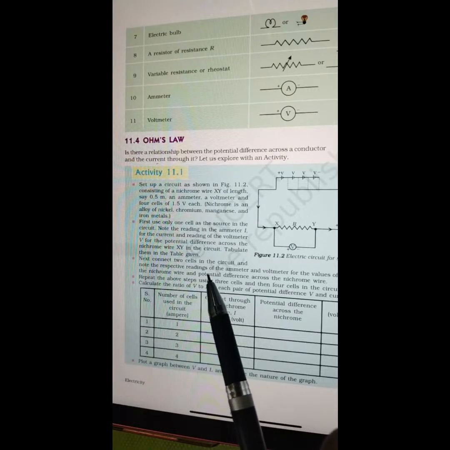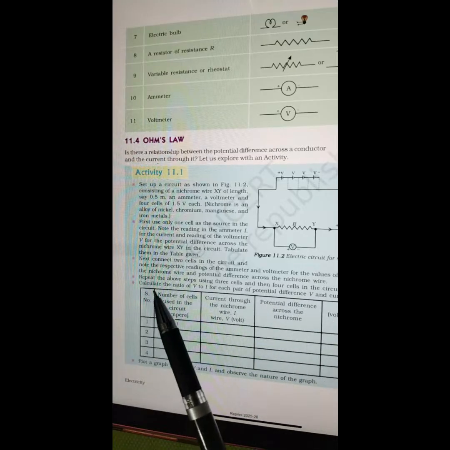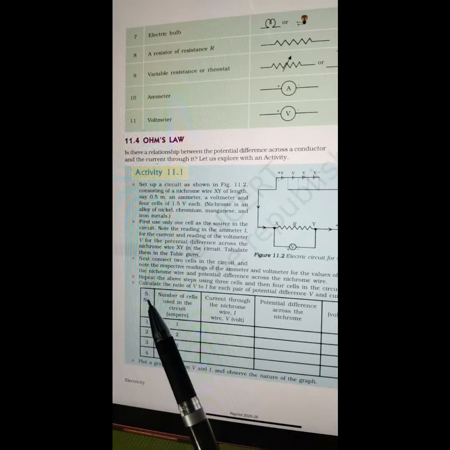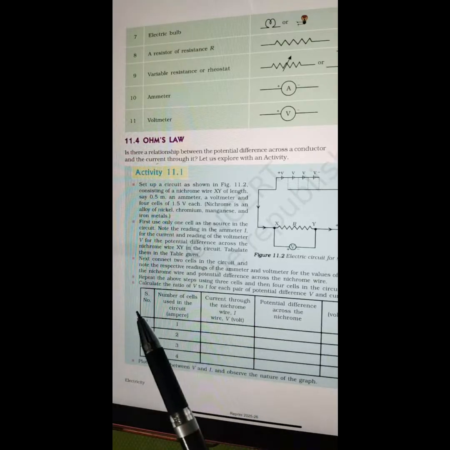Next, connect two cells in the circuit and note the respective readings of the ammeter and voltmeter for the values of current through the nichrome wire and the potential difference across the nichrome wire. Repeat the above steps using three cells and then four cells in the circuit separately.